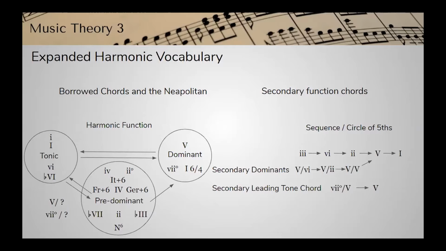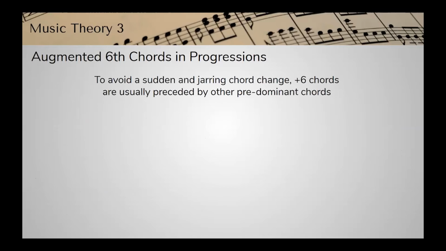Okay? And now it is possible, of course, to go from a tonic chord to a predominant chord, like an augmented sixth, right? So you can go from a tonic directly to an augmented sixth chord and then to the dominant. But there's actually a better way to do it. Augmented sixth chords are really jarring because the sharp four is something that we don't really hear even in borrowing, right? So it has that really jarring augmented sixth sound. So instead of being preceded by a tonic, they're usually preceded by other predominant chords, okay?